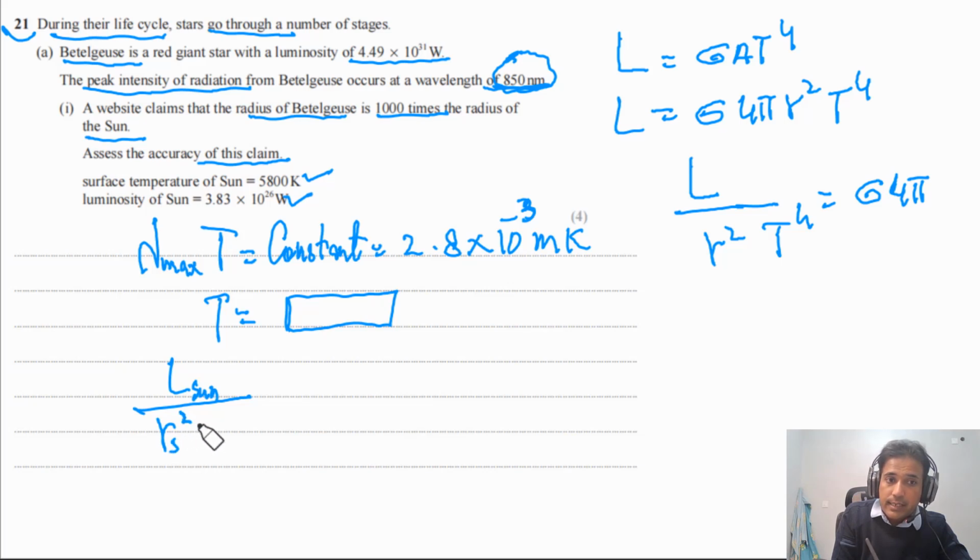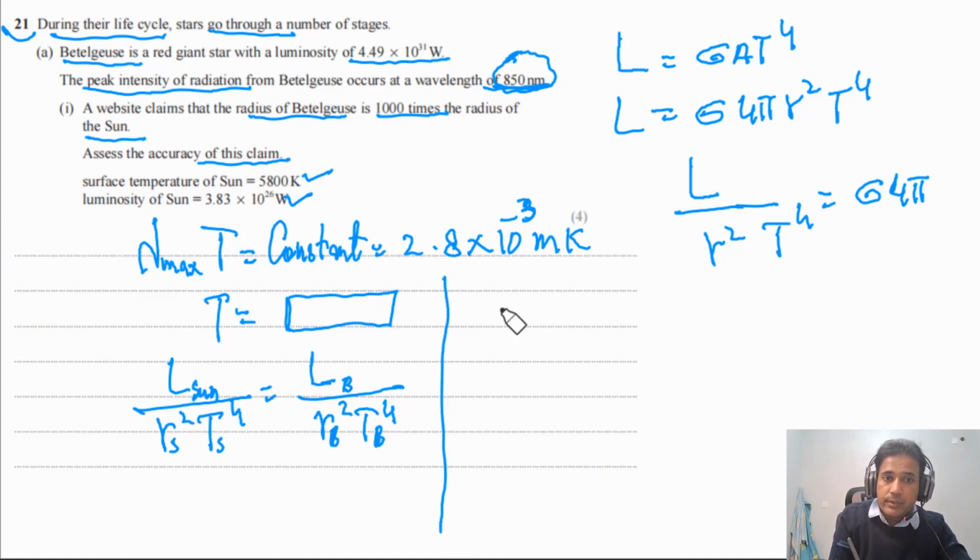So I'll be using letter S for the surface temperature of the Sun. This has to be equal to the luminosity of Betelgeuse. I'll be using P sub P, and this is radius of Betelgeuse squared and surface temperature of Betelgeuse T to the power of 4. So we need to find the ratio between RB and RS. So we can write from here that luminosity of the Sun times RB squared times TB to the power of 4 has to be equal to LB RS squared and TS to the power of 4.